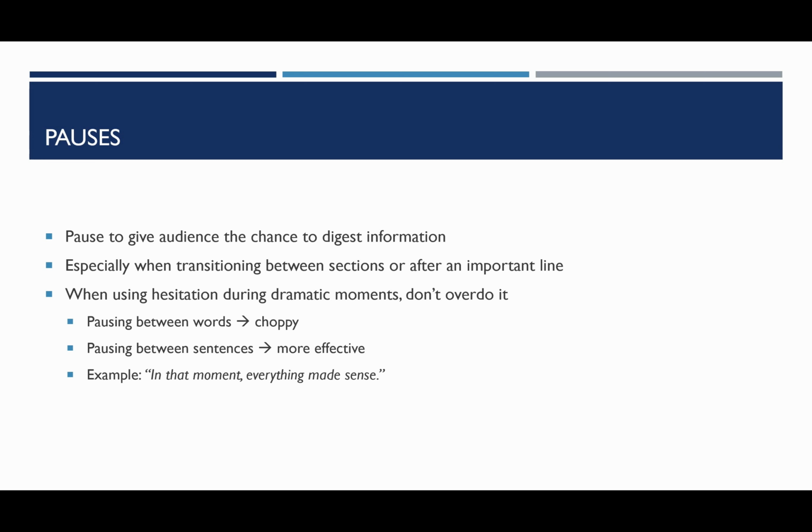I'll give you an example. If I pause between words, this is what it might sound like. And in that moment, everything made sense. Right? Obviously, I'm hesitating and trying to be dramatic, but it sounds really choppy and weird. Now, let's see if we can just pause at the punctuation marks rather than the whole thing. And in that moment, everything made sense. Right? That was still really effective, even though I didn't pause between each word. So choosing the right places to pause is super important. Again, don't pause and drag out the words within a sentence.